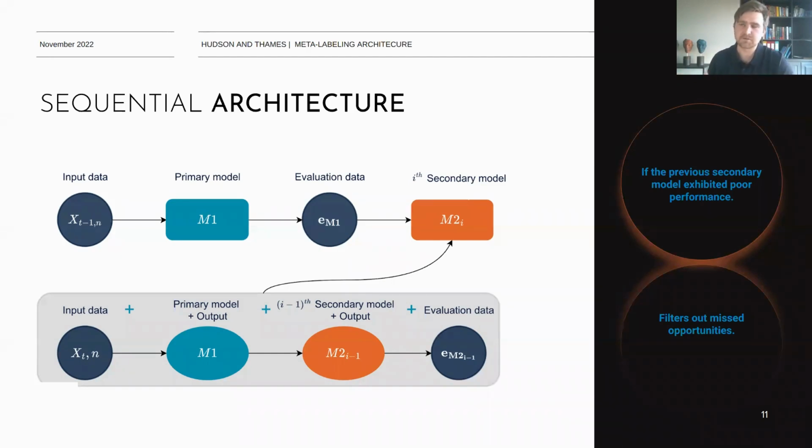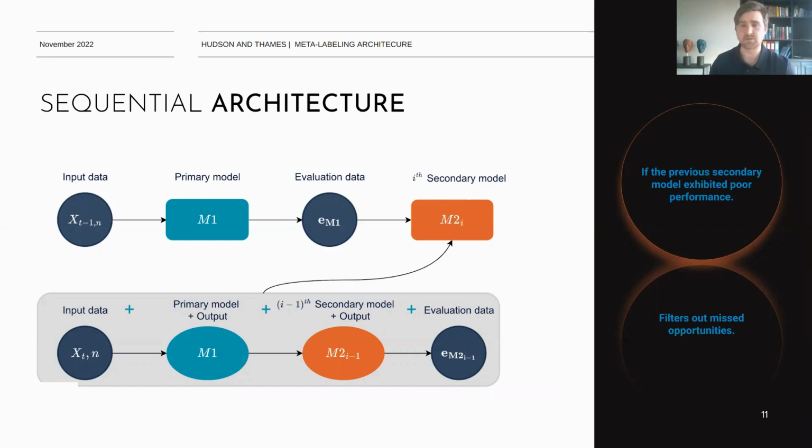And models use features in different ways. So maybe the features related to the target variable are linear in some instances, but then the conditions change and there are some non-linear interaction effects, and then the secondary model can pick up on this. Another way that this can be used is to evaluate how well the secondary model is doing. So you would include the evaluation data of the first secondary model and give it to the second secondary model, and you can repeat this process.